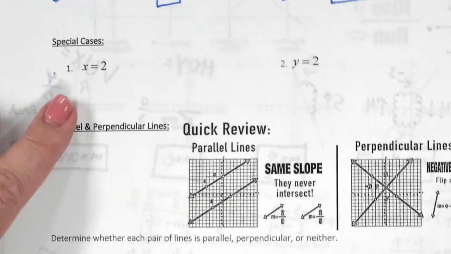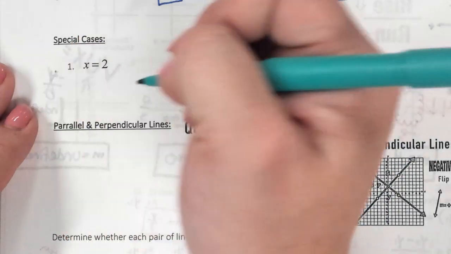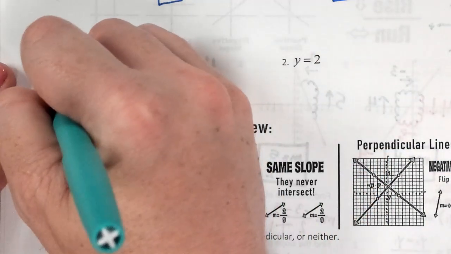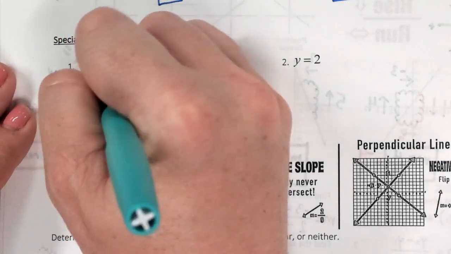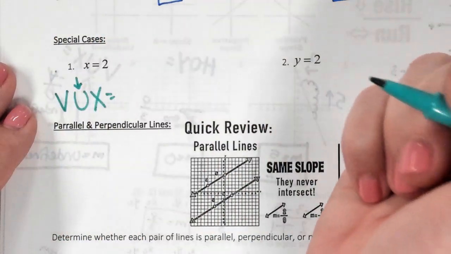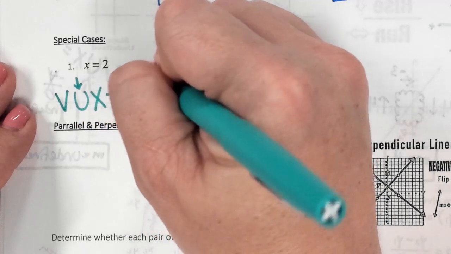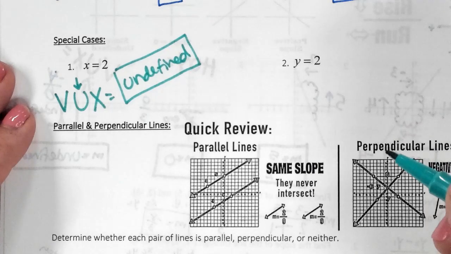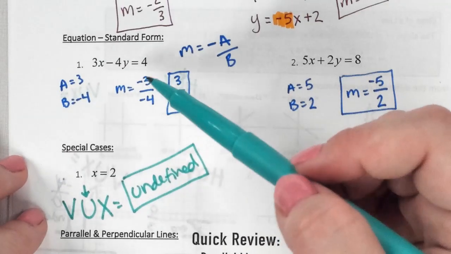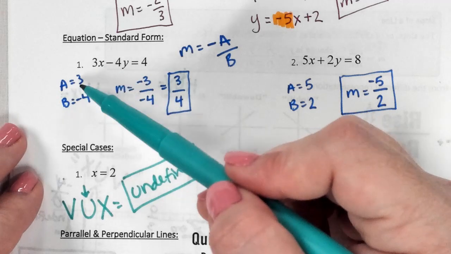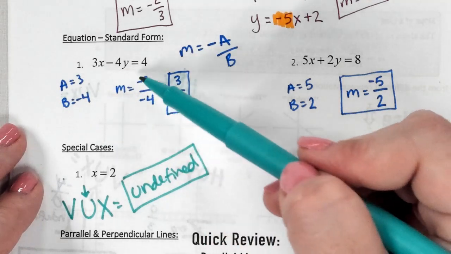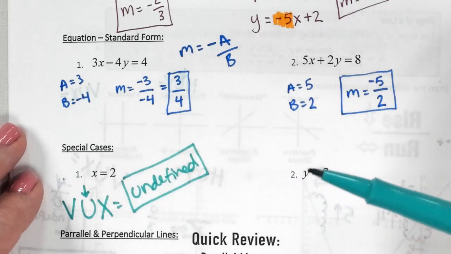If we have an x equals equation, what's the acronym for that? VUX. So what's your slope? What does that U stand for? Undefined. For the first one, or equation 1, why do you think it's A and B? 3 points. Because opposite of positive 3 is negative 3, and exact b is negative 4. 2 negatives makes a positive.